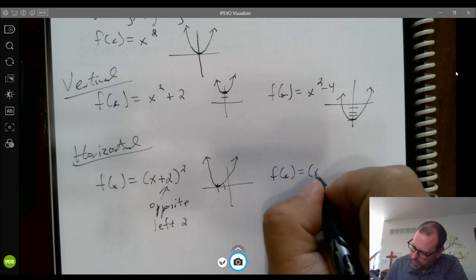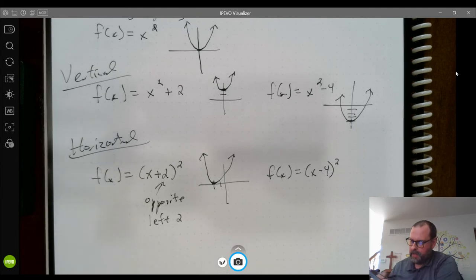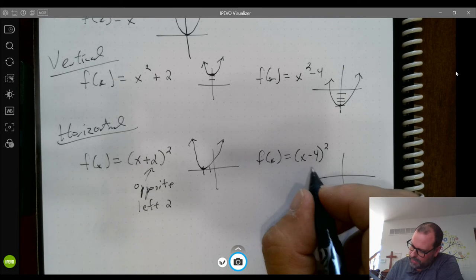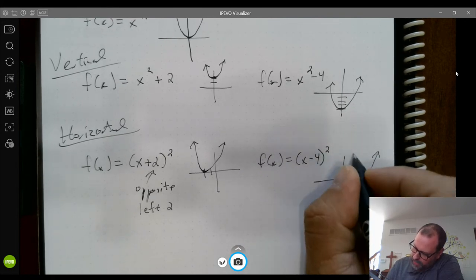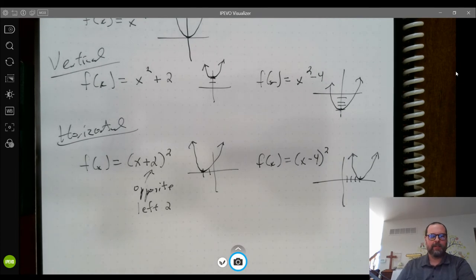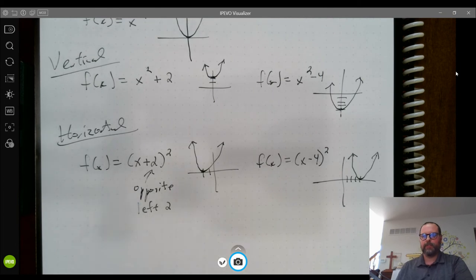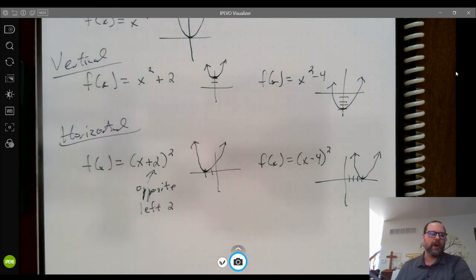So if I had f of x equals, I'm going to use this same number, (x minus 4) squared. Because it's in parentheses, I know it's going to be a horizontal shift, but it's not going to move left 4. It's actually going to move right 4 spots. So that's the difference: in parentheses is a horizontal shift, meaning left or right, but it will move the opposite of what you see. As opposed to, if it's just outside of there, those would move up or down.